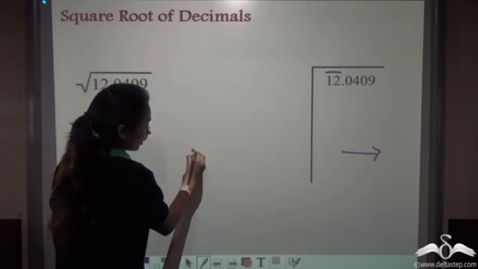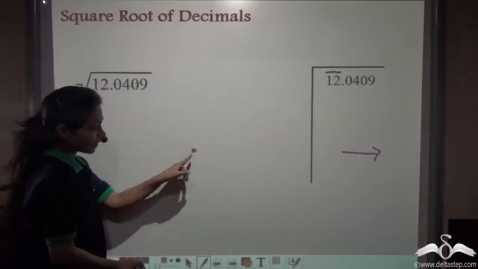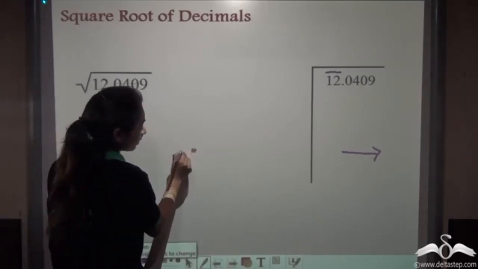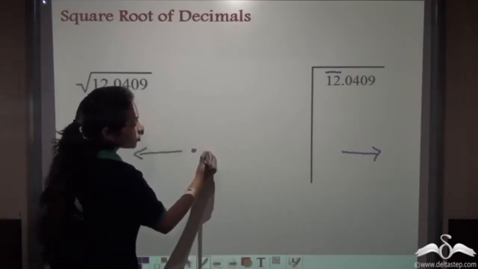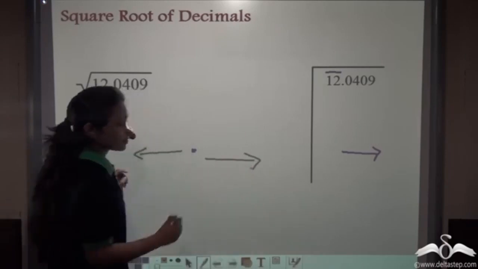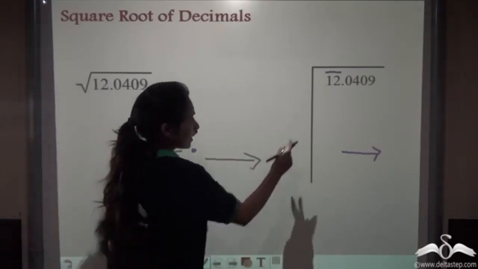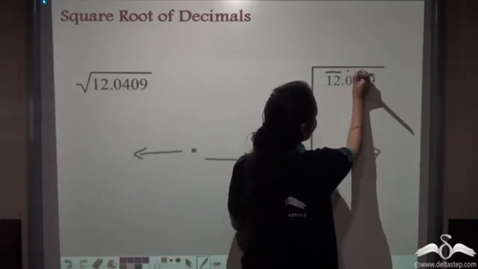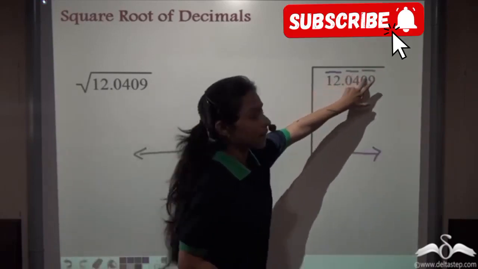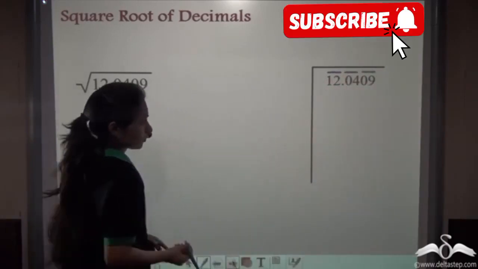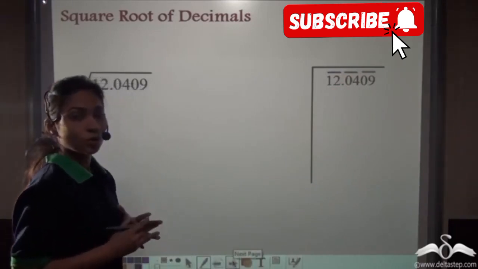So when there is a decimal point, you start placing a bar first this way, and then for the digits on this side, you start placing the bar this way. So let's place a bar here over pairs of digits. So we've successfully placed the bars like this. Now what do you do?